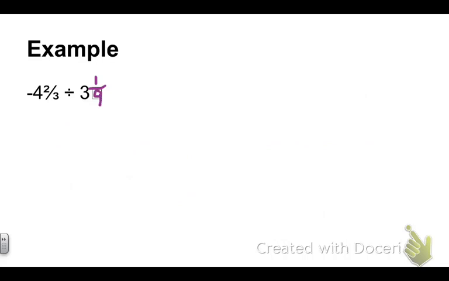So the very first thing we need to do is change these to improper fractions. So this is going to be negative. 3 times 4 is 12, plus 2. That's going to give us 14 all over 3. And then what it's really saying is dividing by 3 1/9. So change that to an improper fraction. 9 times 3 is 27, plus 1 is 28.